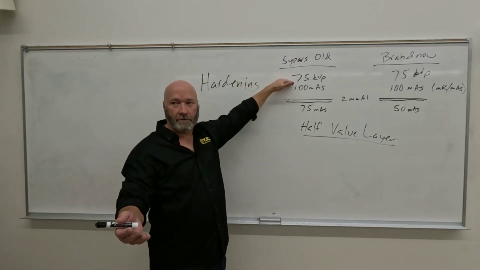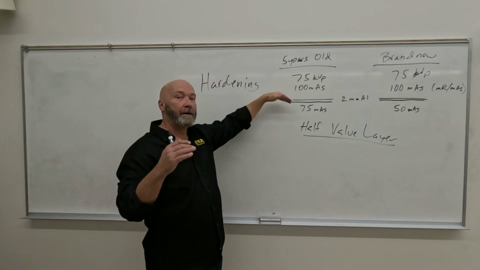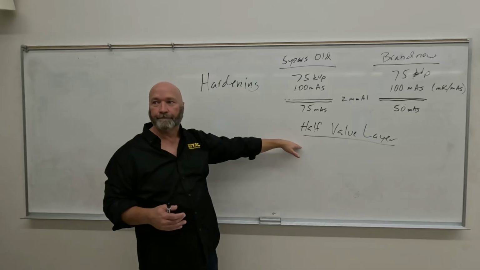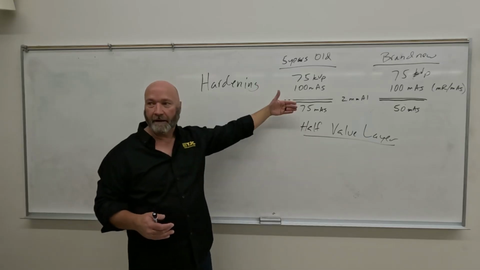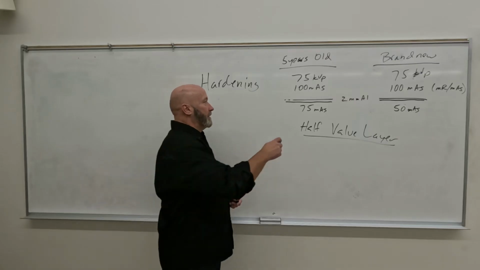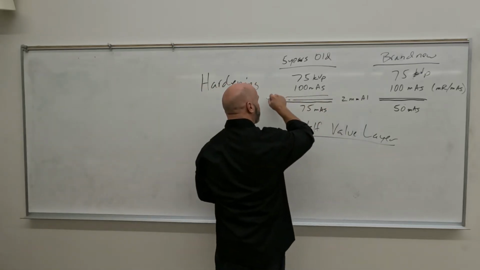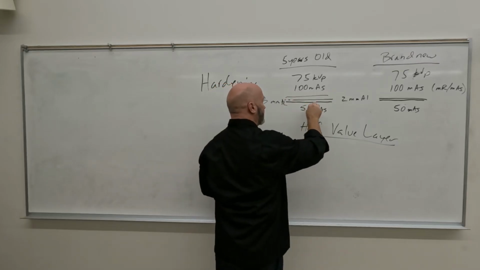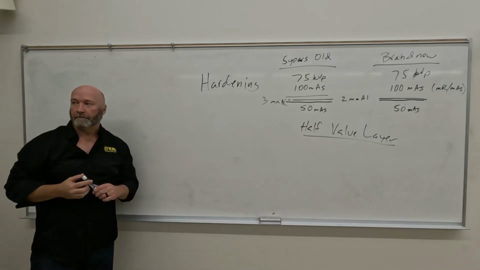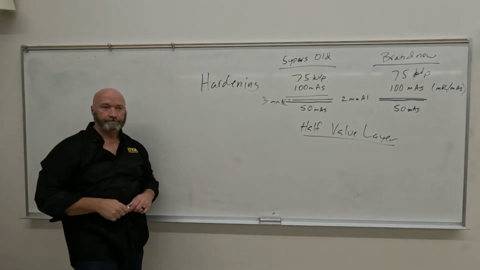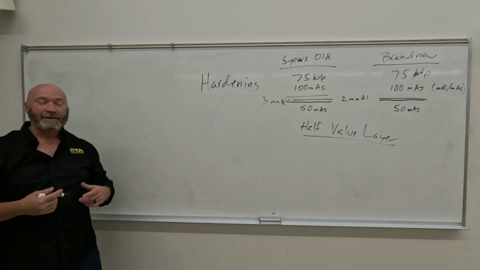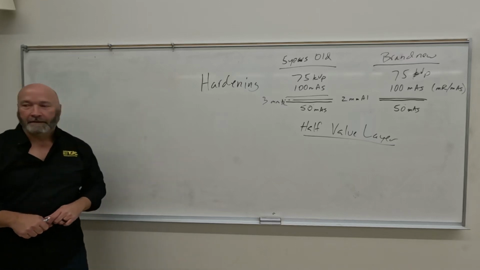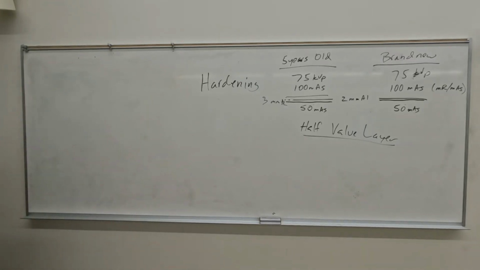kVp is what you use to control quality. The best measure of beam quality is half value layer, and the higher the number, the higher the half value layer. So it may take 3 millimeters of aluminum to get to 50 over here. See why I started with radioactive half-life? A little bit easier to explain. So any questions on that?